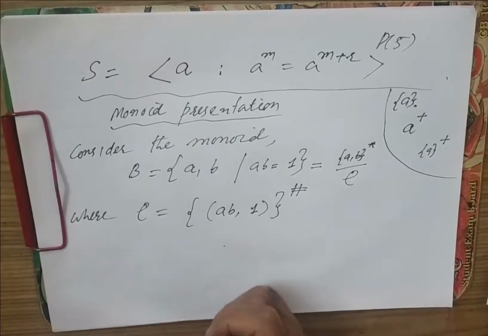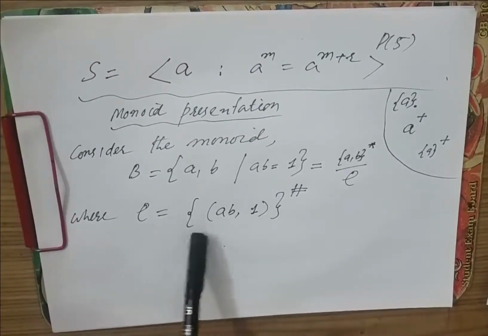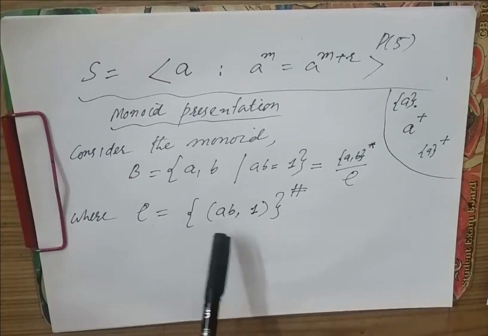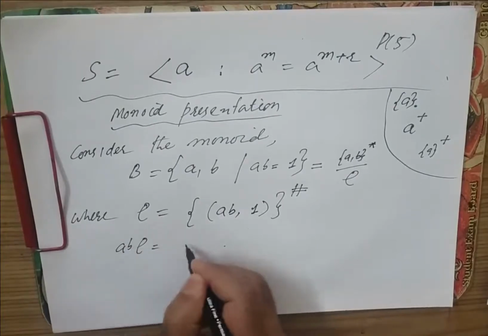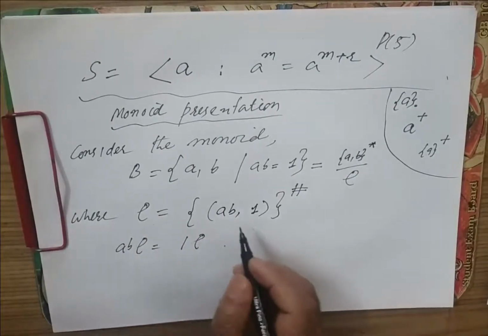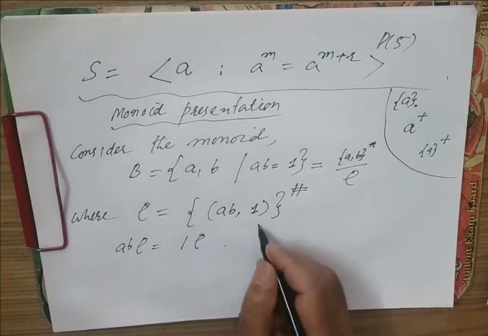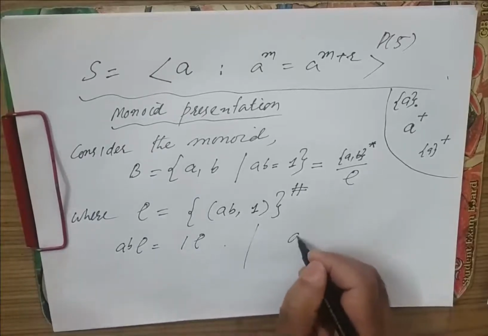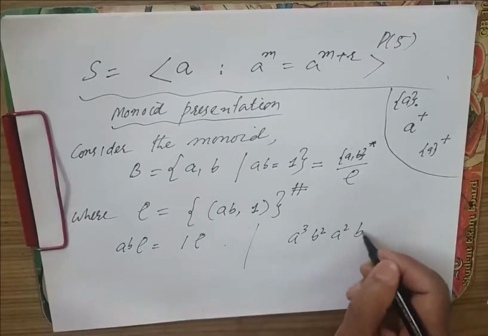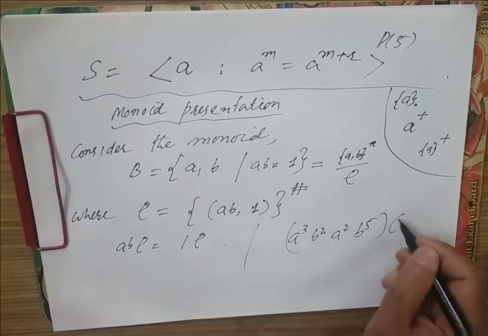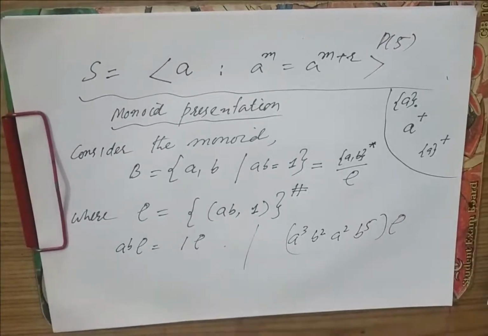Since AB is 1, if you want to find the rho class of say AB, it's the same as the rho class of 1. So you can see this rho class of AB is the same as the rho class of 1. That's because they are rho related. If you want to find the rho class of say a cube, b square, a square, b power 5, what will be its rho class?